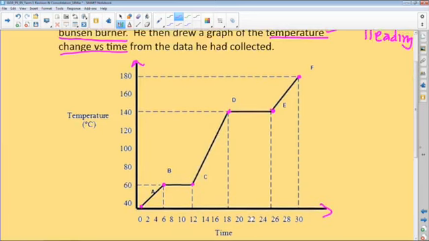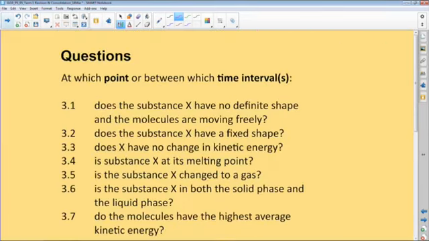Now, let's look at the questions in this. I'll go back to the sketch. We want to understand at which point. A point is, let's say, your A, your B, your C, your D, your E, or your F, or between which time intervals. Time intervals can be from 0 to 5 minutes, from 5 to 20 minutes. It's very important. So time interval, that's our change in time, okay? Then the point is at a particular point in time on the time axis. Okay, these are the questions.